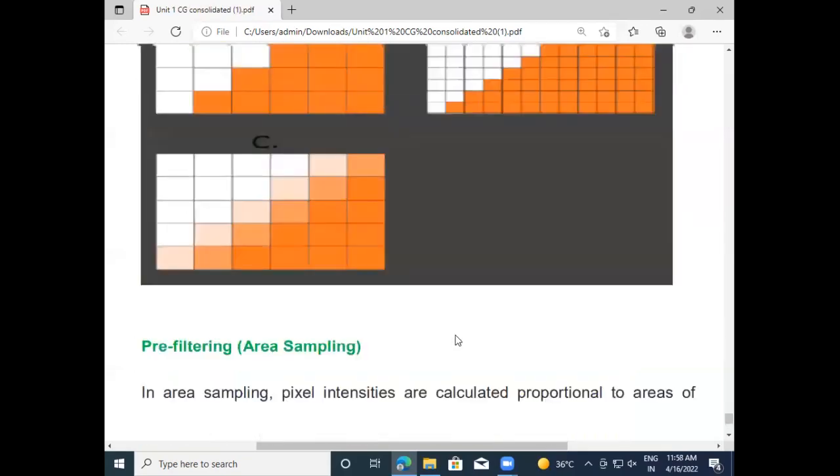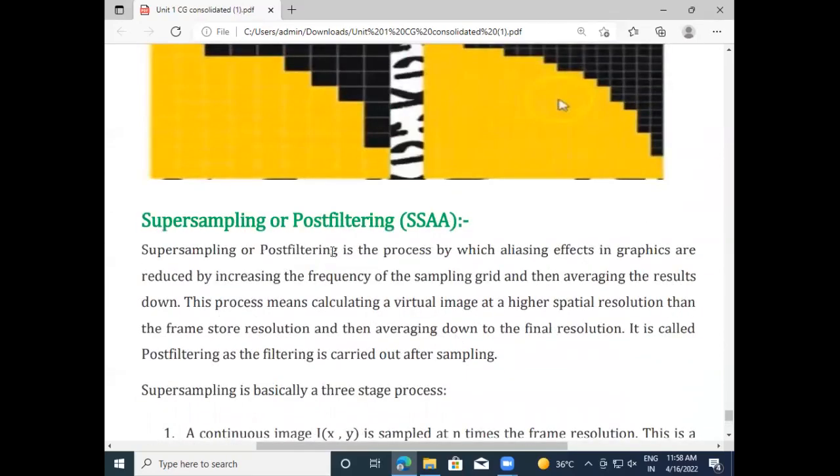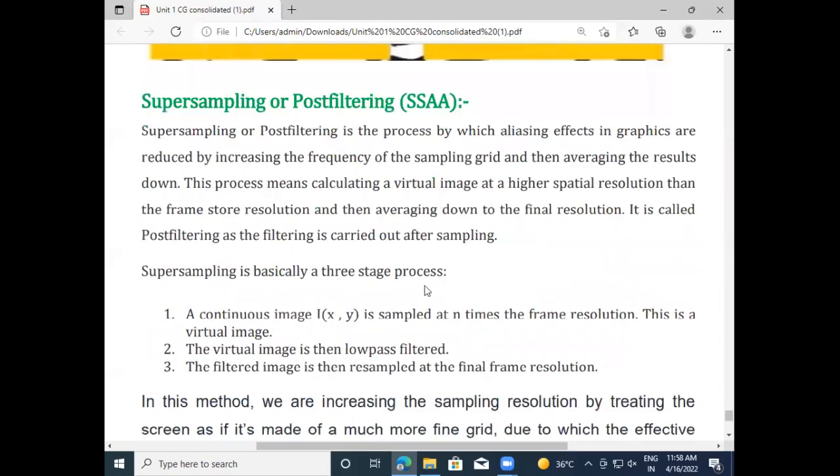Then the next one is super sampling. Super sampling, or post filtering, we can say, is this method. In case of super sampling, what we are doing is, we are taking the continuous image and dividing the intensities into equal parts. So if we consider the pixels, the pixel has the higher intensity at the center of the pixel. So that intensity is scattered among all the 9 equivalent parts.